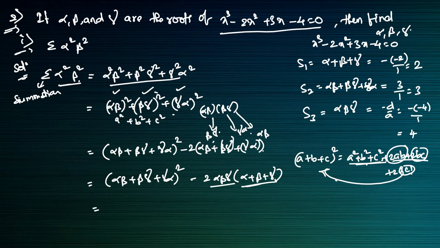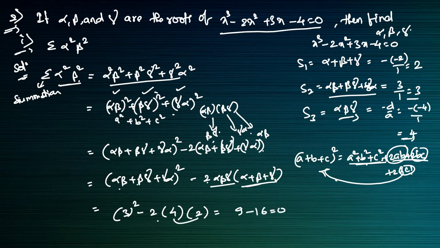So here (alpha beta plus beta gamma plus gamma alpha) whole square is equal to how much, 3 square minus 2 into alpha beta gamma, which is given as 4, and alpha plus beta plus gamma is equal to 2. Now 3 square is equal to 9, 2 fours are 8, 8 twos are 16, 9 minus 16 is equal to minus 7. Minus 7 is the answer of this first question.